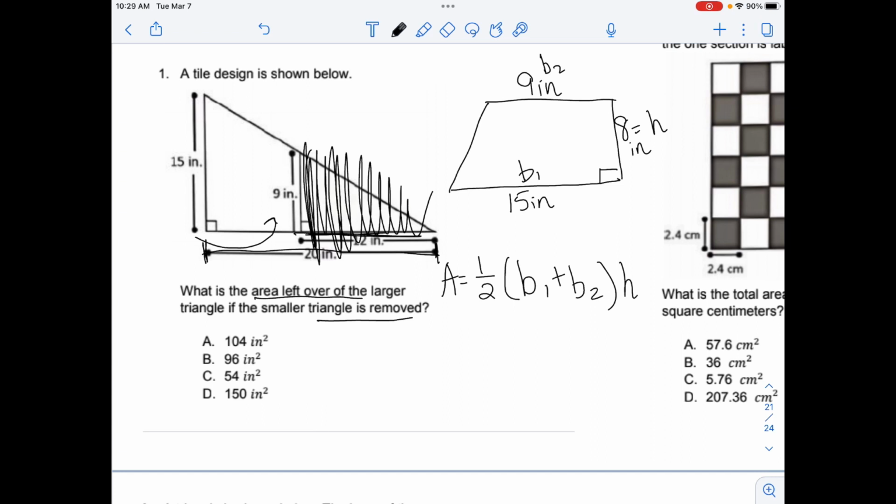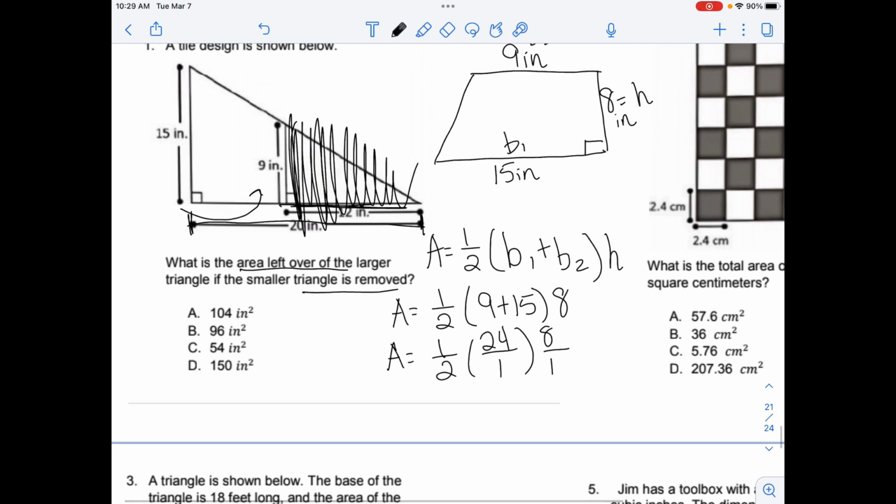Now I'm ready to plug everything into my formula. So I have A equals 1/2 times 9 plus 15 times 8, and then order of operations. I have 1/2 times 24 over 1 times 8 over 1. Now you're going to do the math. Don't forget to divide by 2 right here, because you just multiply straight across. 2 times 1 times 1 is 2. And then you're going to do this part, divide by 2, and find your area.